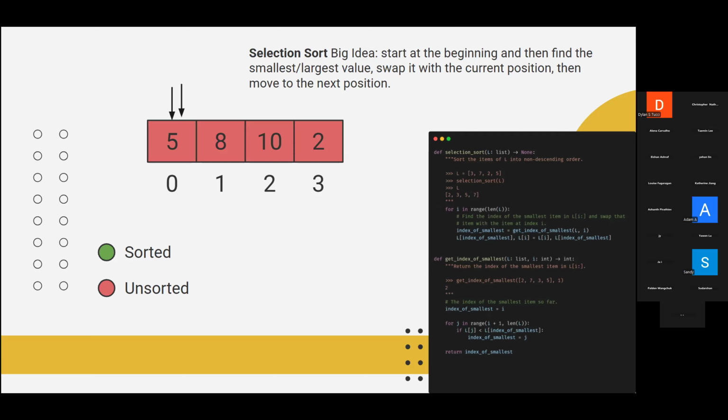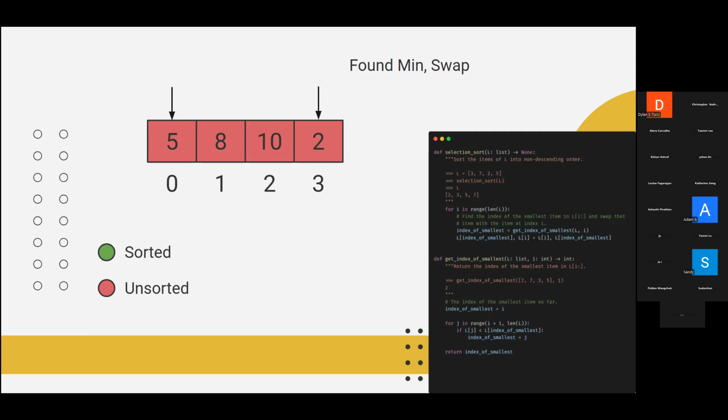non-decreasing order. So we're going to start at the first element of the list. We're going to find the minimum, which is 2, and we just swap. Okay, so then we go to the second element of the list. We find the minimum, and we swap. We're at the third element of the list. We find the minimum, which is just 8, and we swap. And notice how we're done because we reached the last element of the list.